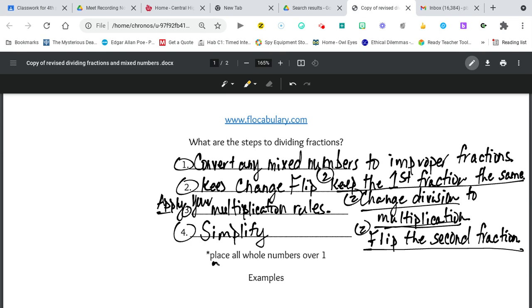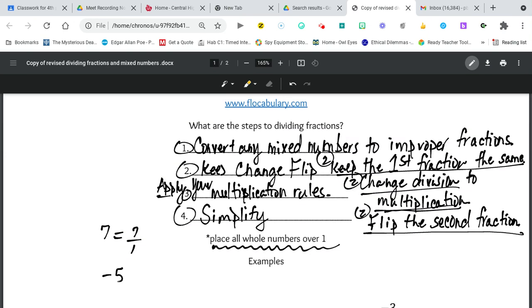Another important note that you want to write down is to place all whole numbers over 1. So if you see a number like 7, just write it as 7 over 1. Same thing, even if it's negative. Just write it as negative 5 over 1, guys. And make sure you're pausing the video and taking notes.